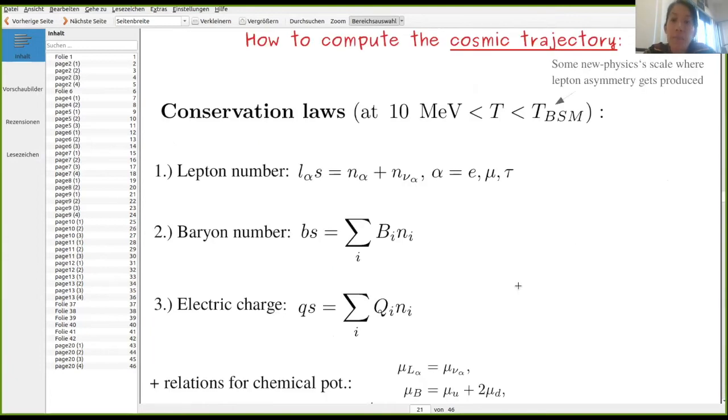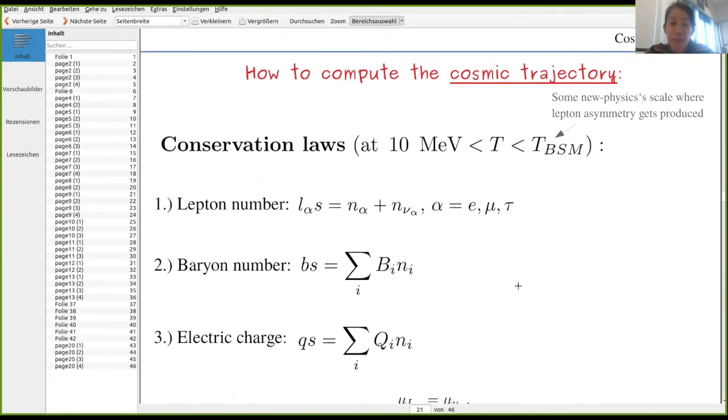So now let's go back to the calculation of the cosmic trajectory and how to compute it. If you want to compute this cosmic trajectory, you simply apply the conservation laws that are valid before the onset of neutrino oscillations at 10 MeV and below some new physics scale where a lepton asymmetry gets created. So I'm just calling it TBSM here, and I don't really care about the creation mechanism.